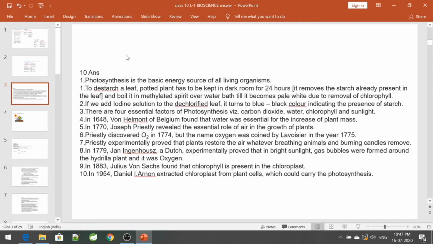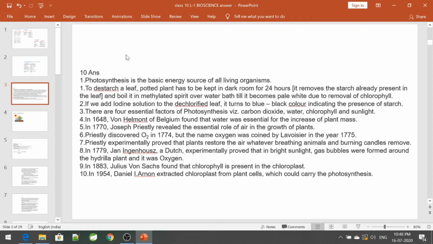Priestley experimentally proved that plants restore the air that breathing animals and burning candles remove. He used a bell jar, lit a candle and closed it, then put a rat into it and closed it again. After putting a potted mint plant inside the bell jar, he observed that the candle stayed lit and the animal lived. Whereas when the plant was not there, the rat died and the lighted candle went out.